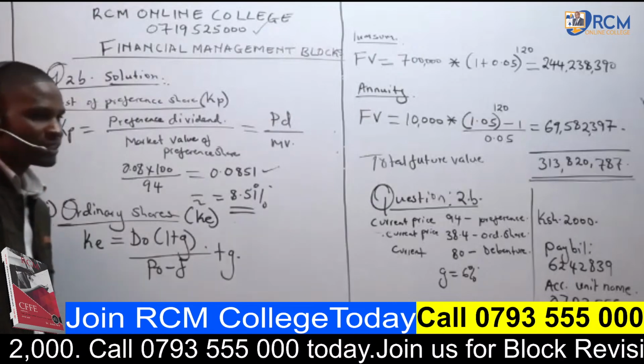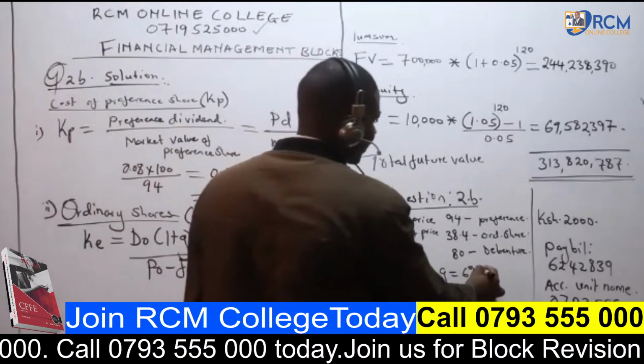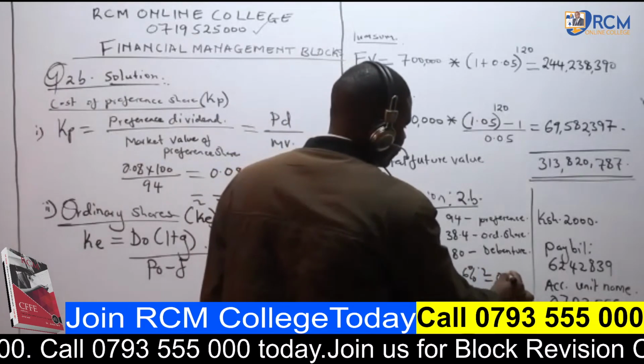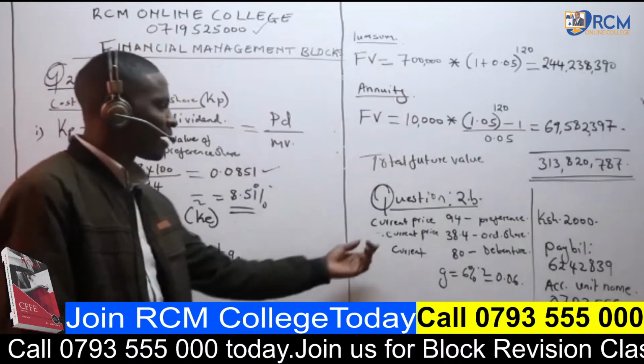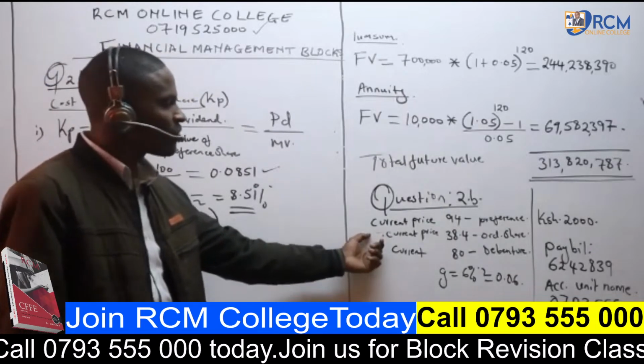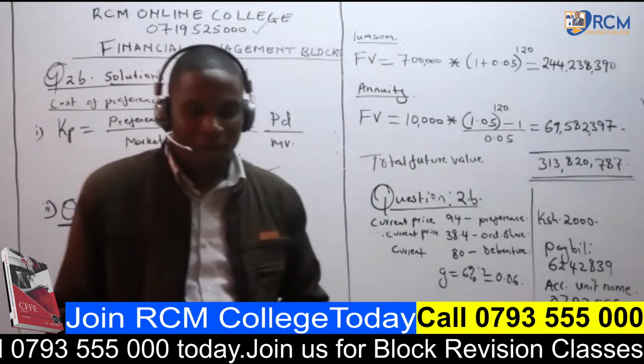Now we want to look at each item here. Growth, we were told it's 6%. I can translate it as 0.06. That is my growth. What is the market value? What is the current price? Current price of the ordinary share is 38.4. If you look at the question, you are given that.